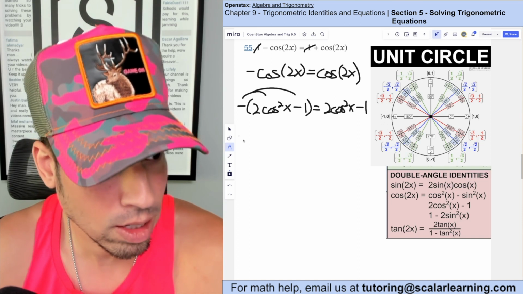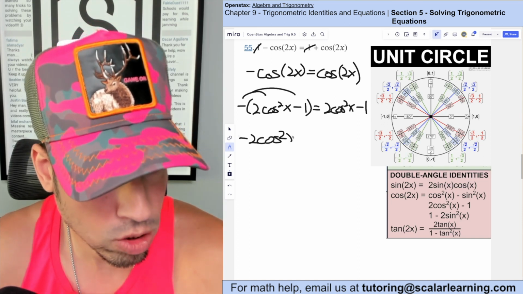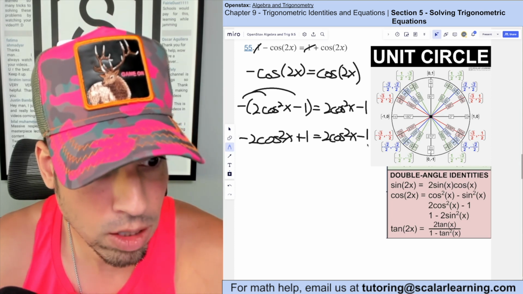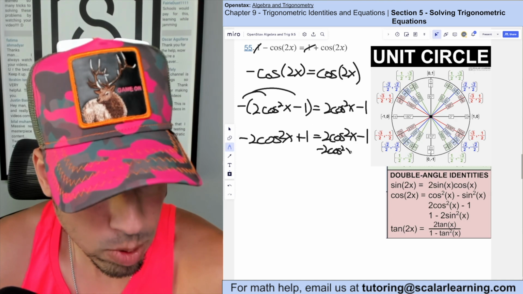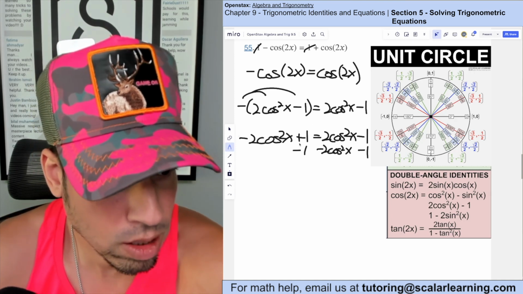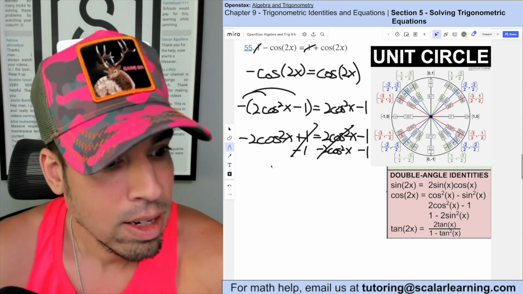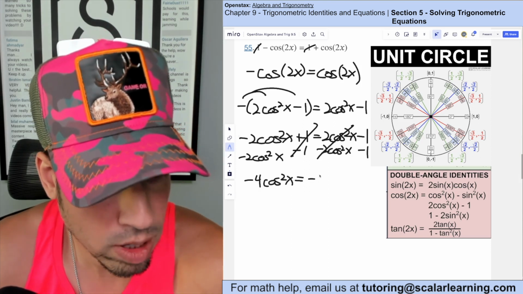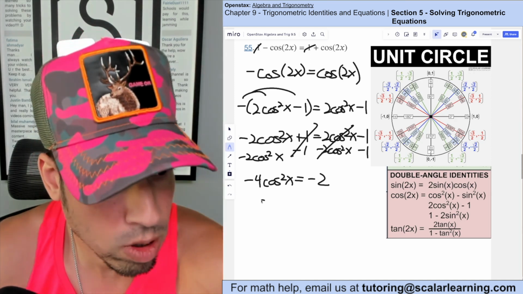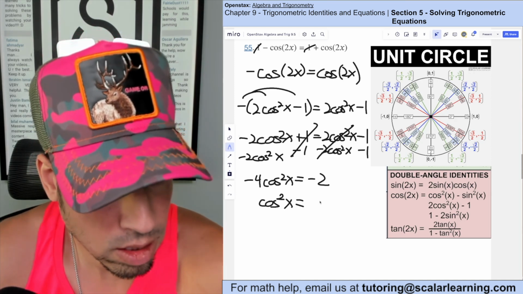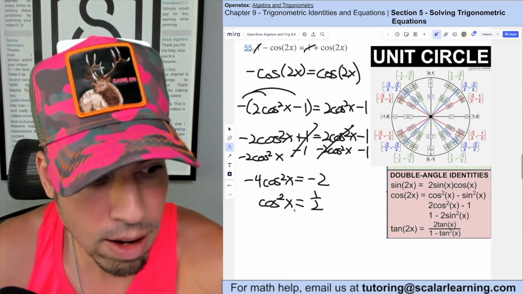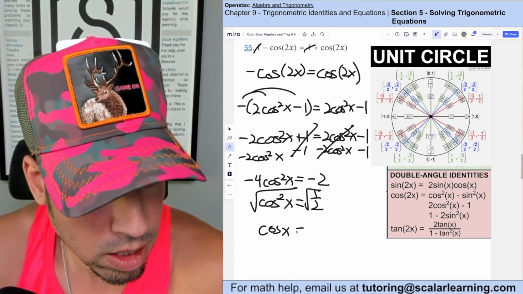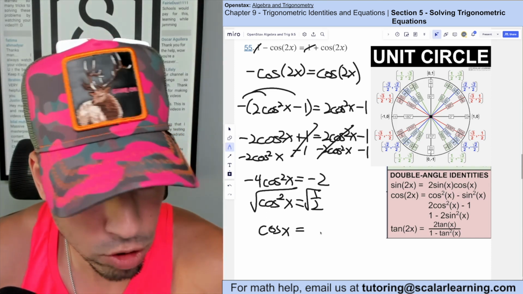Now I'm going to distribute the negative, and then I have negative 2 cosine squared x plus 1 equal to positive 2 cosine squared x minus 1. Then I'm going to subtract this from both sides, and then I'm also going to subtract this from both sides simultaneously. So it's going to destroy that and that. And then I have negative 4 cosine squared x equal to negative 2. Divide both sides by negative 4, and then I have cosine squared x equals negative 2 over negative 4, or 1/2. Then I'm going to take the square root of both sides, and we get cosine of x equals square root of 1 is 1, square root of 2 is square root of 2.